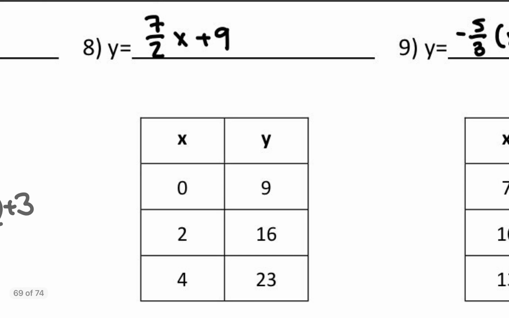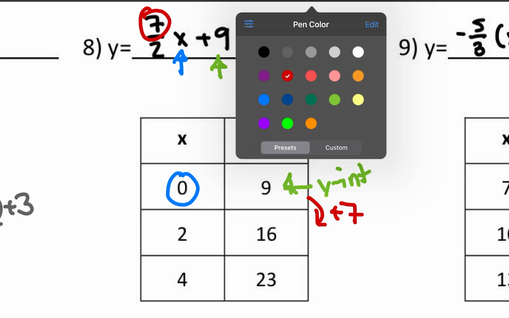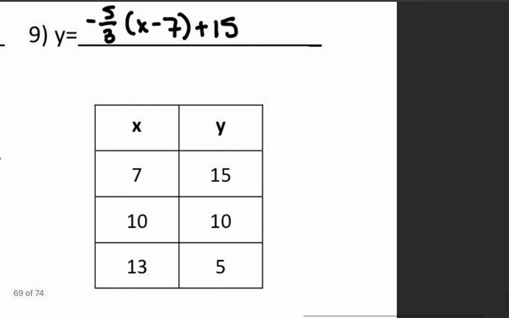Number 8, we have 7/2 x plus 9. So we start with 0 on our table because there's no parentheses around our x because our table starts with 0. And then we start with 9, and this is our y-intercept, and that was the first value for our y's. We add by 7, so that's the top of my slope fraction, and then we are adding by 2 on the x side, so that's the bottom of my slope fraction.